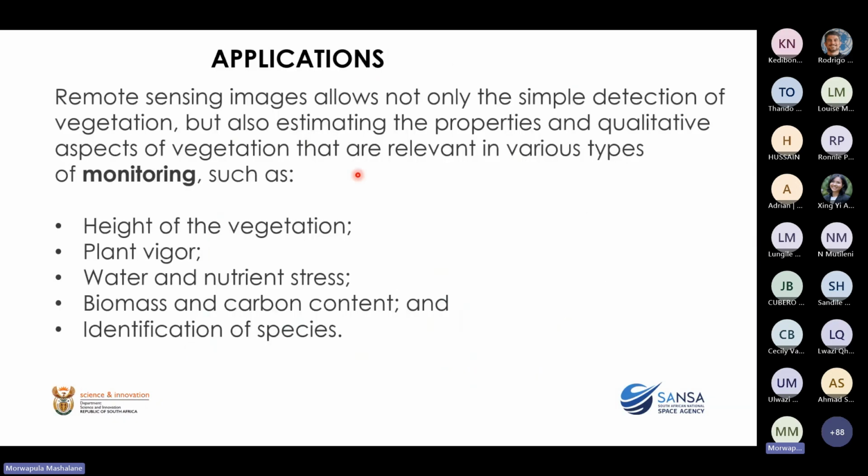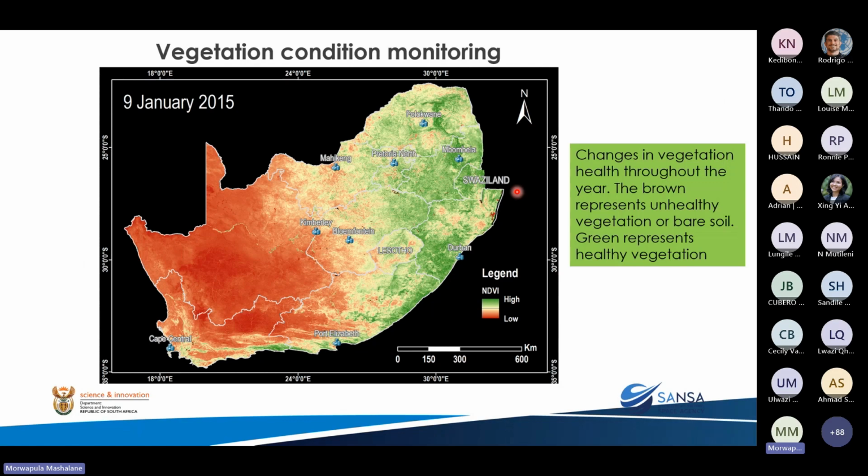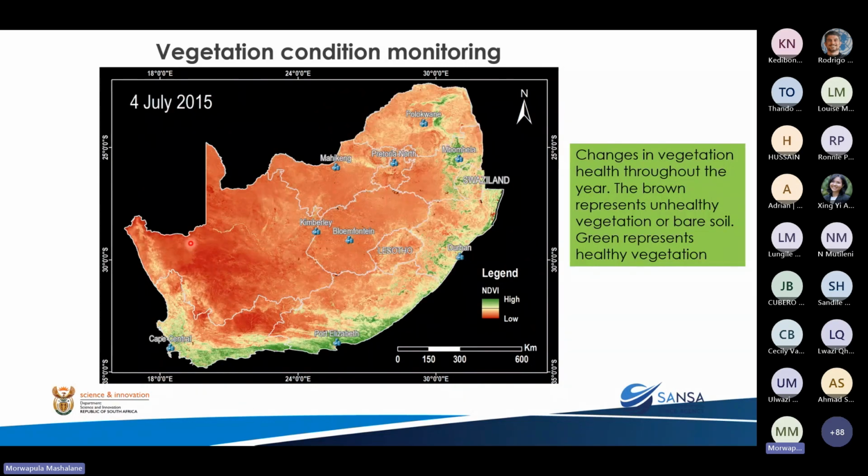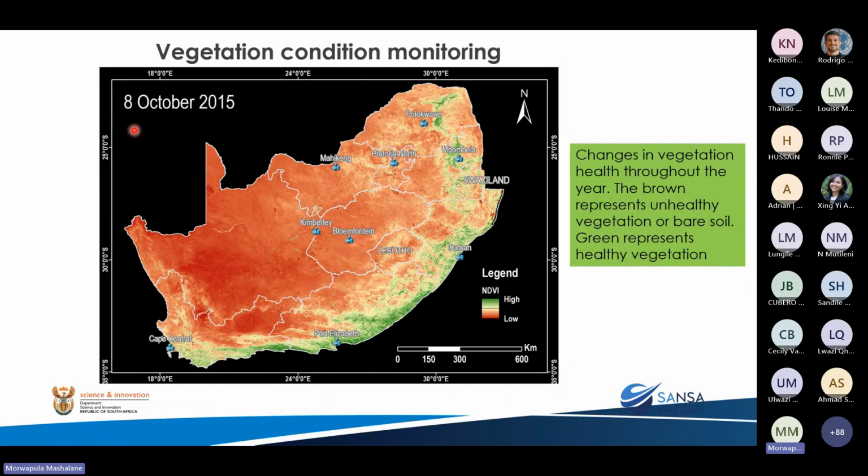We can use remote sensing to estimate the height of vegetation, the plant vigor, the water and nutrient stress, which is the vegetation condition, the biomass and carbon content, and also identify different species like I showed you earlier. In this case, I'm just showing you an example of an NDVI image, which we mapped in 2015 during the drought season.